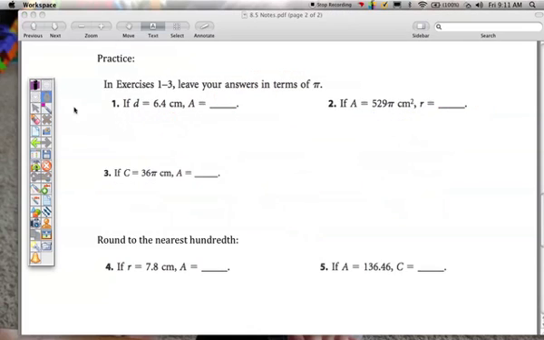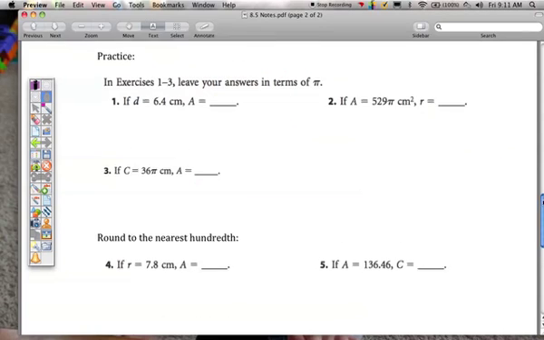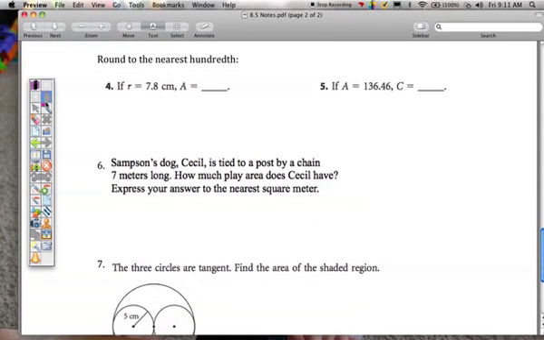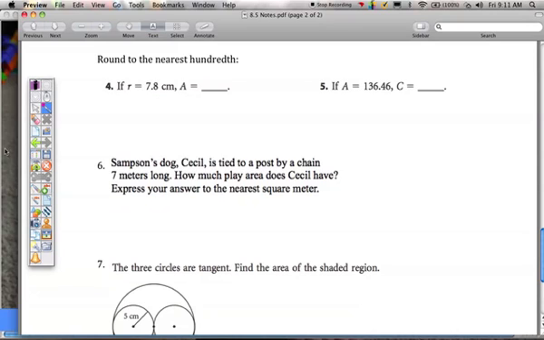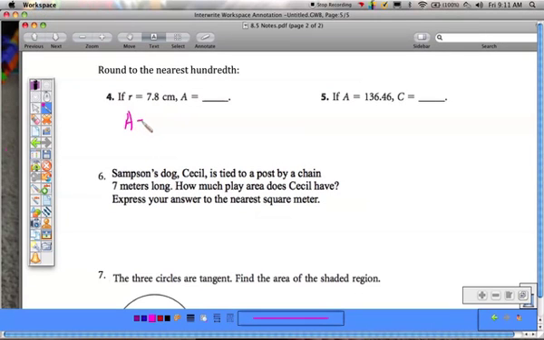Let's do some problems where it says, all right, round to the nearest hundredth, which is 2 after the decimal. So here, if the radius is 7.8, find the area. So again, the formula is area equals pi r squared. We're going to plug in a 7.8. We'll square it. And this time we will round to the nearest hundredth of a centimeter, so you get 191.13 centimeters squared.